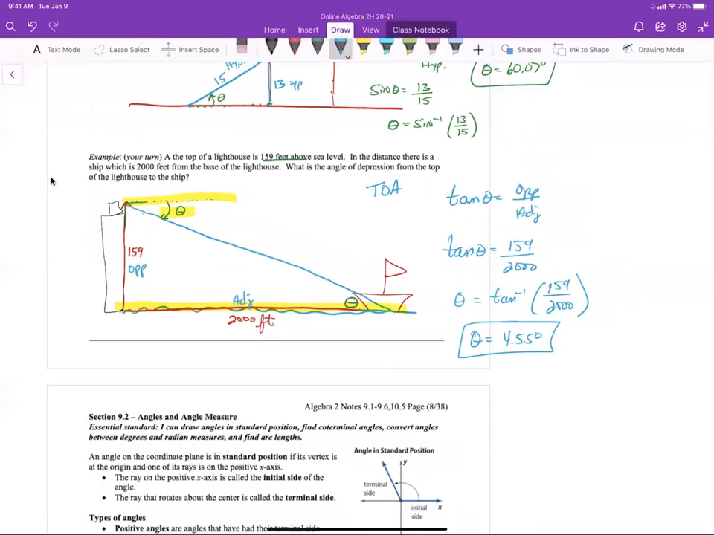You could have solved for this alpha and used trig functions for that. And then you would have had to subtract it from 90 to make sure you gave the answer for the actual angle they were looking for.